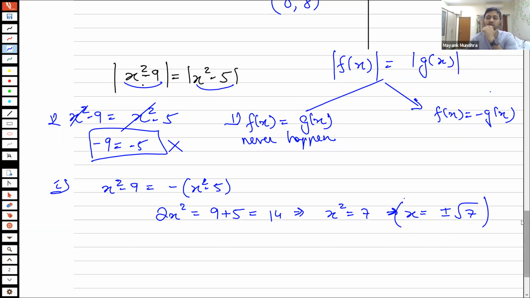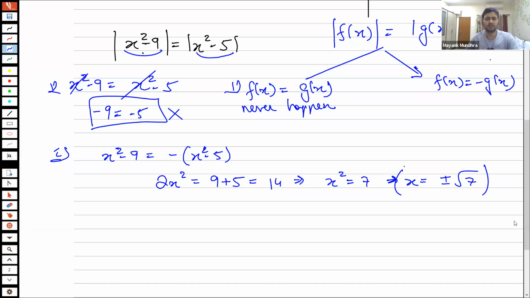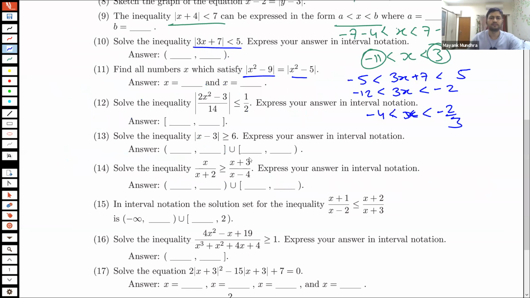Okay, so these are your two options. So x equals plus root 7, x equals minus root 7. That is going to be your answer. Plus root 7. And like I said, root 7 is always positive. So that's why root 7 is not plus minus in itself. Root 7 is always positive root of 7. So this is the positive root of 7, and this, because you put a negative sign in front of it, becomes the negative root of 7. All right, next up.